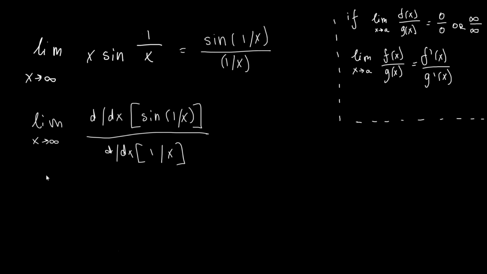Now, what is the derivative of sine? That's going to be just cosine, right? But notice that we have x raised to the negative 1. So you have to take the derivative of the inside function. This is the case when we'll apply chain rule to our limit.